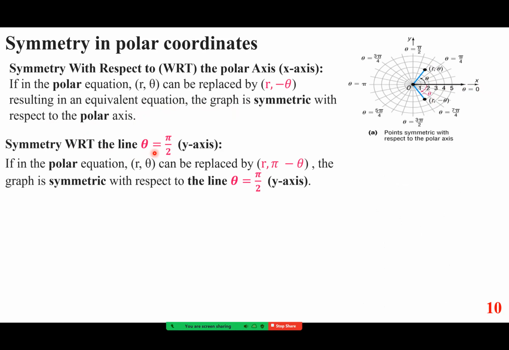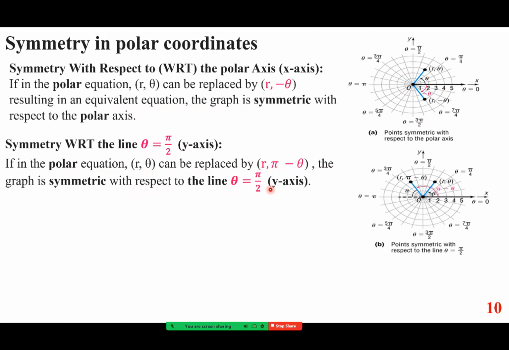Symmetric with respect to the line theta equals pi over 2. Theta equals pi over 2 is the y-axis, remember that. If in the polar equation r comma theta can be replaced by r comma pi minus theta, the graph is symmetric with respect to the line theta equals pi over 2, the y-axis. So this is r comma theta, this is r comma pi minus theta, because this is the same as theta, right?